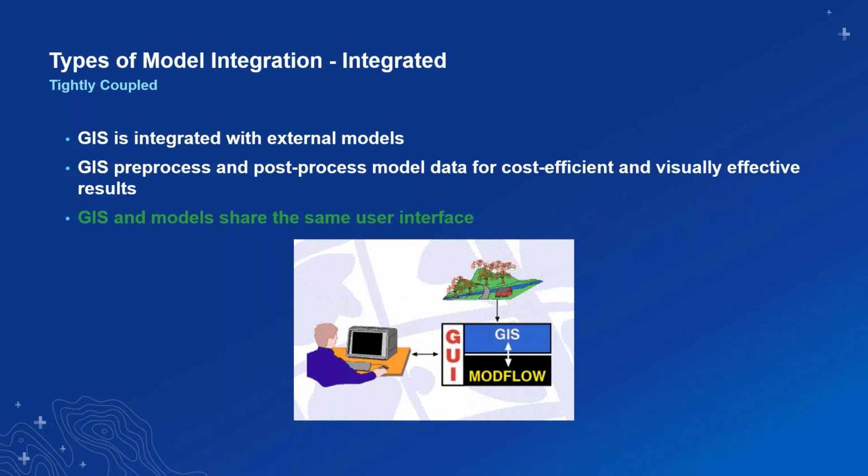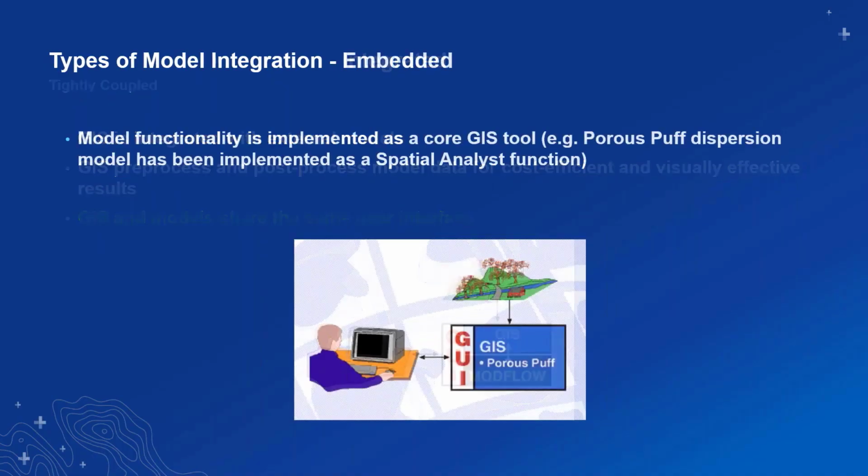In integrated or tightly coupled system, the two systems have a unified front end and control, although behind the scenes there are two separate modeling systems. And finally, in the embedded system, the engineering model is built into the core GIS capabilities. For example, the spatial analyst porous path function implements subsurface dispersion model as native GIS function.